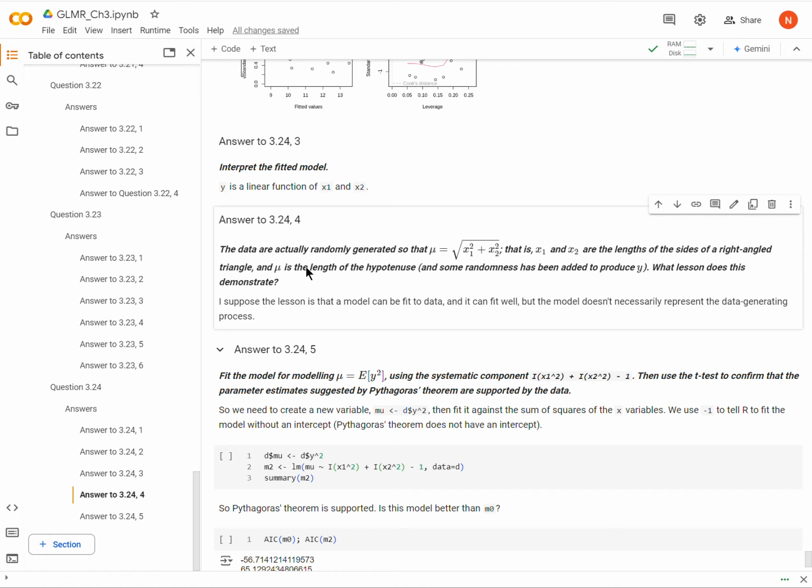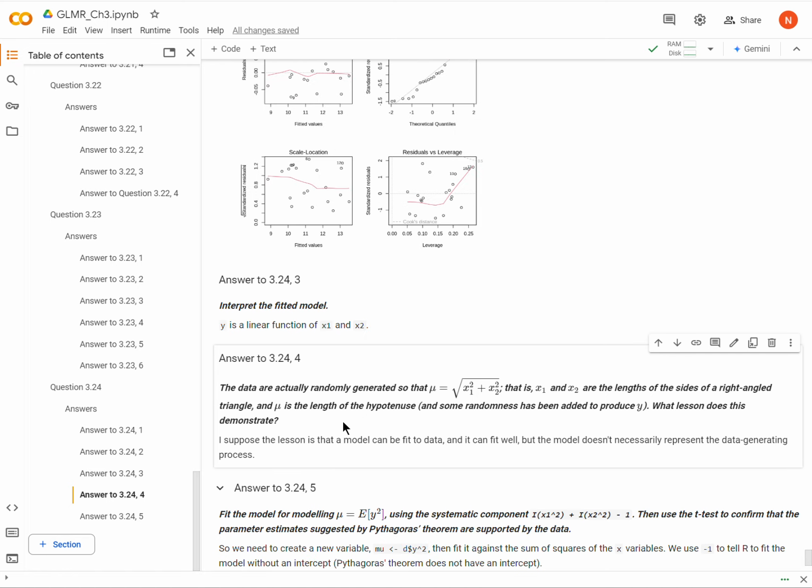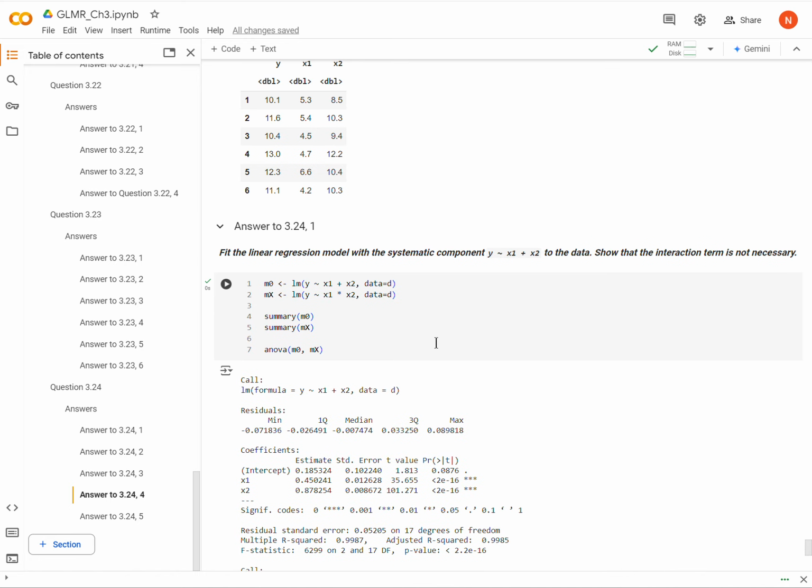And so what they did was, to make y instead of mu, they added some randomness to make y. Okay, so what lesson does this demonstrate? I'm not sure, but I think that what this demonstrates is, here we have the data generating process, and yet the model that we're fitting is this.